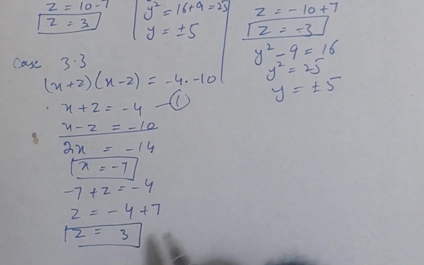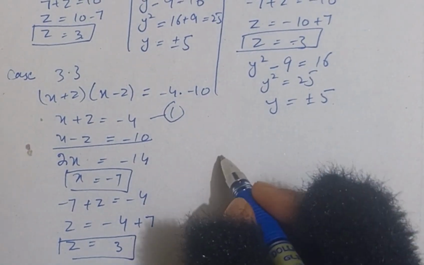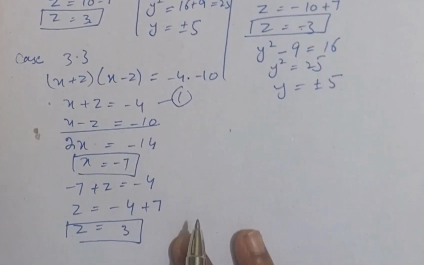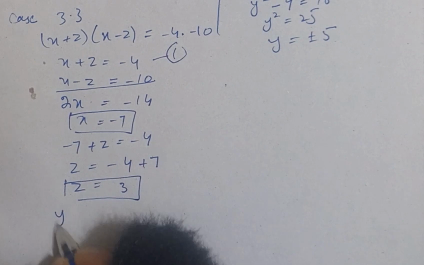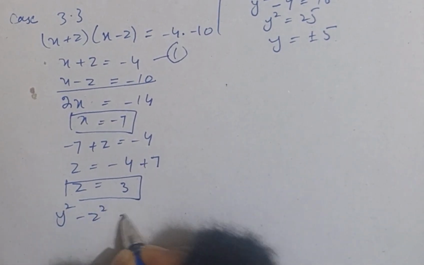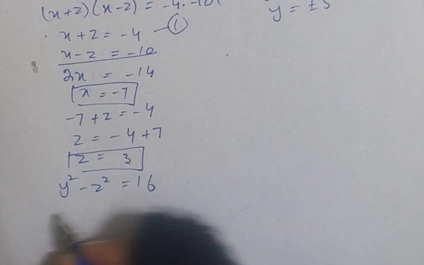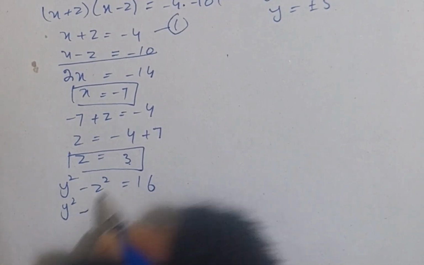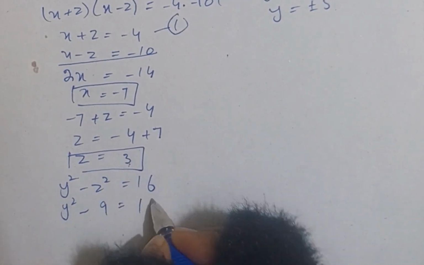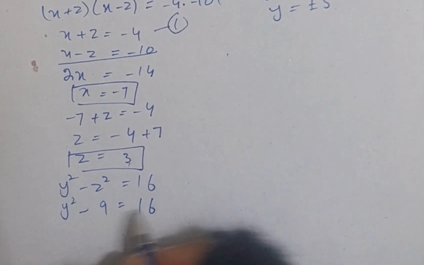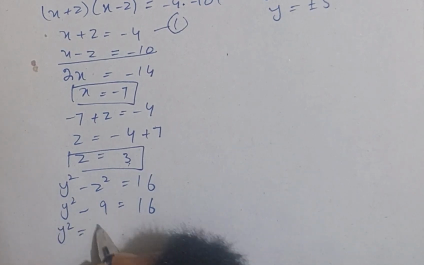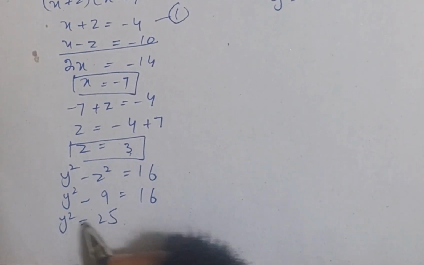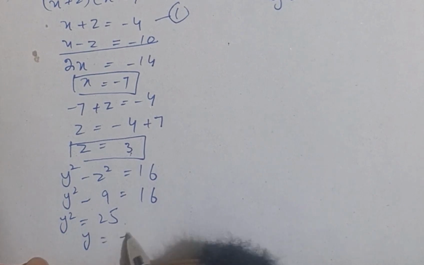Now substitute the value of z in equation number 2, and equation number 2 is y square minus z square is equal to 16. So z is 3. So y square minus 3 square, which is 9, is equal to 16. Add 9 on both sides, then we get y square is equal to 25. Taking a square root on both sides, then we get y is equal to plus minus 5.